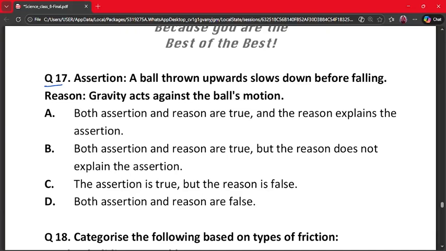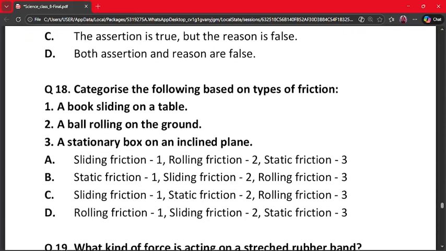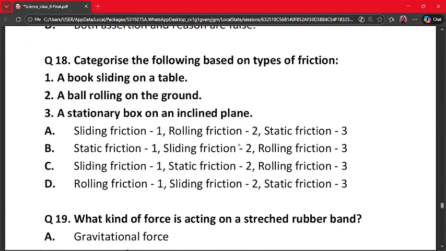So here when the ball is thrown upward, gravity pulls it downward and this opposite force slows the ball before it falls back. So both the statements are true and related. So the correct answer is option A. Our next question is question number 18. Categorize the following based on types of friction. A book sliding on a table, a ball rolling on the ground, a stationary box on an inclined plane.